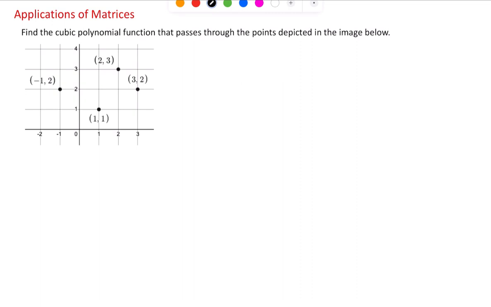Hello, linear algebra students. Today's video lesson is on the topic of applications of matrices. Find the cubic polynomial function that passes through the points depicted in the image below.